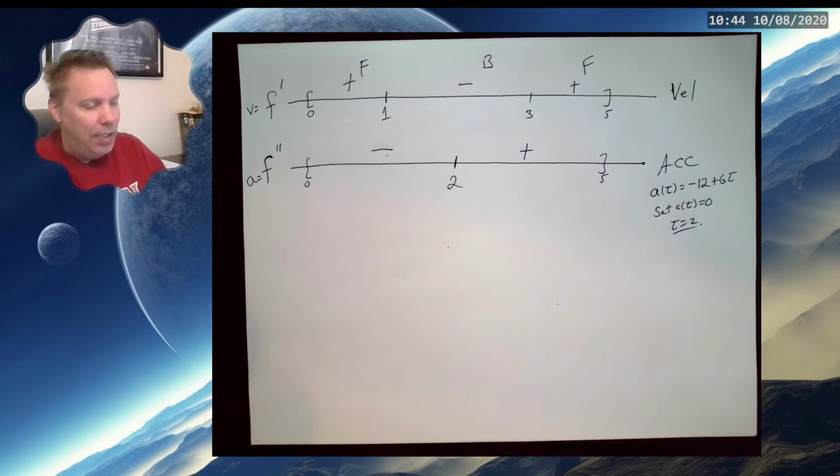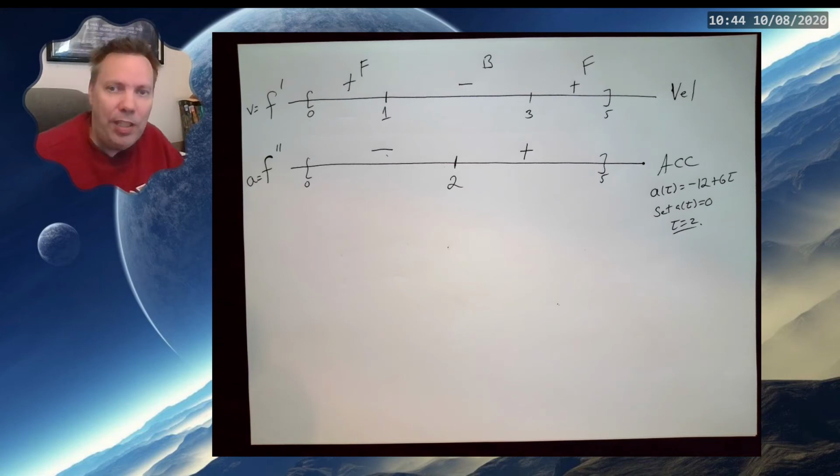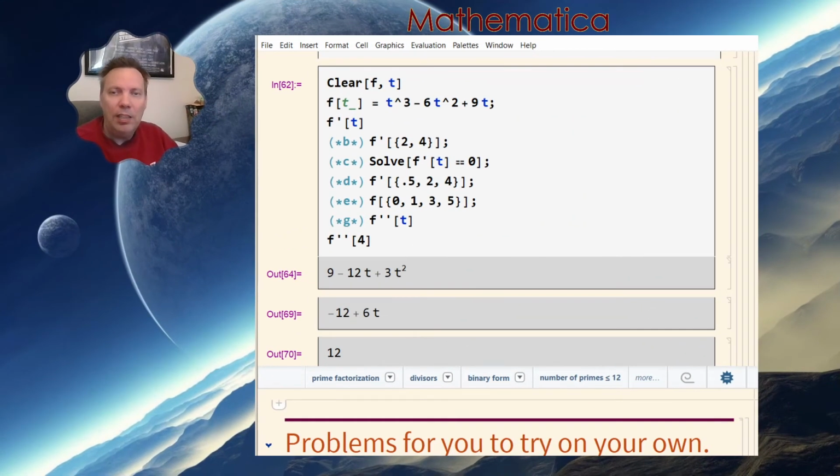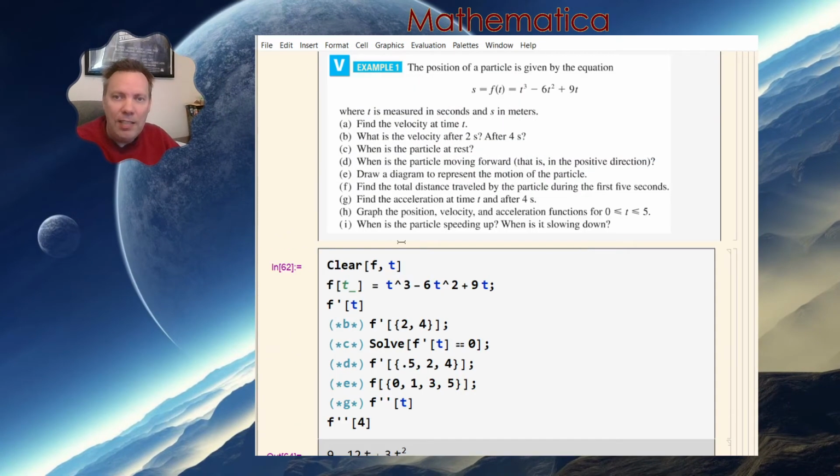So why am I doing this? This is really going to help me answer another part of the problem. And the problem that I'm talking about here is actually part I. I am going to skip H for a moment, and I want to do part I. When is the particle speeding up and when is it slowing down?